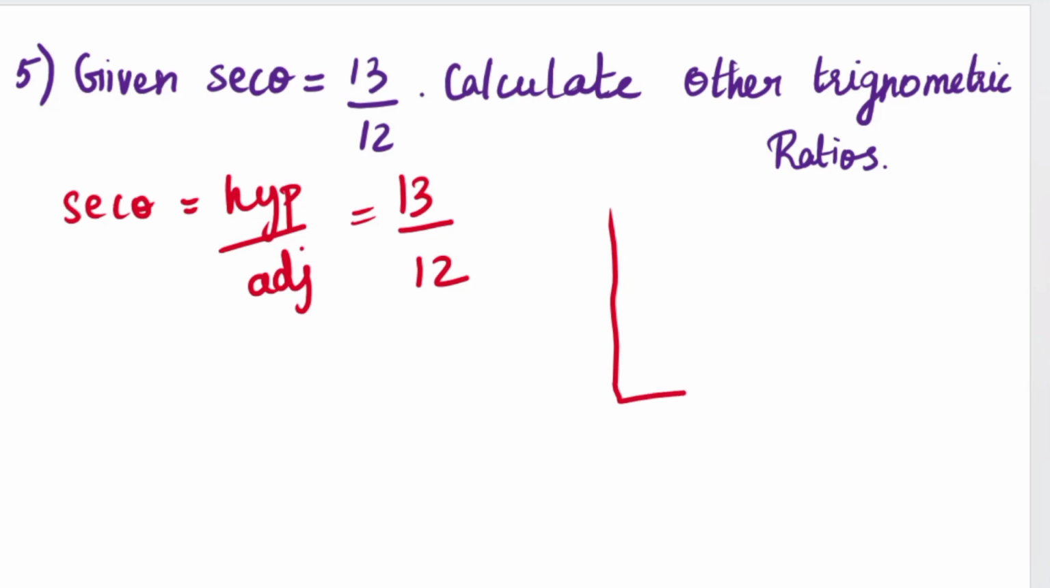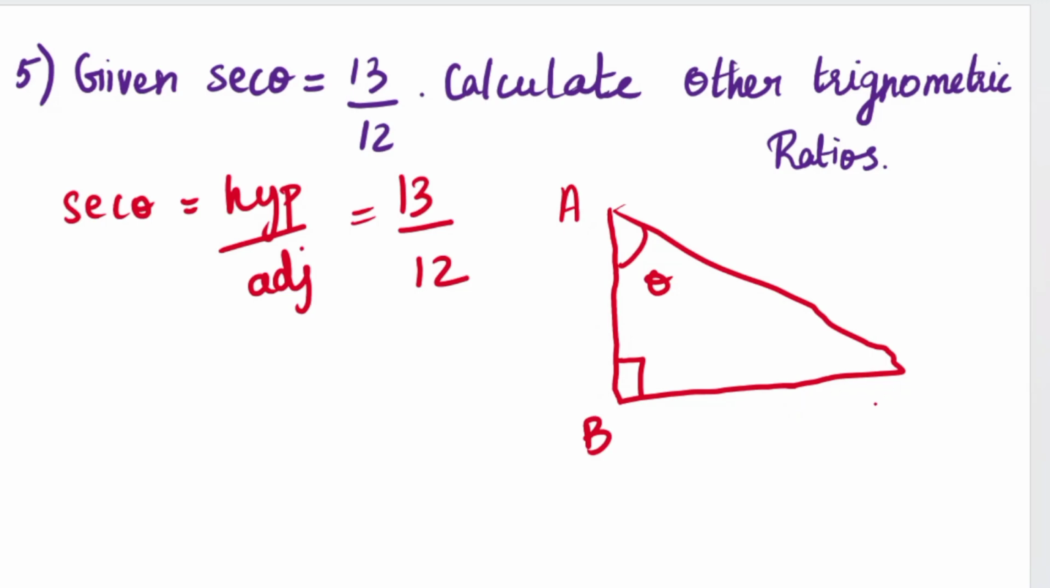Now, let's draw a right angle triangle. So it's right angled at B. The theta is here. The triangle is ABC. So what is the hypotenuse? It's actually 13. Hypotenuse. And which is the adjacent side? This is the adjacent side. It's 12. And the opposite side, we don't know. We have to find out.